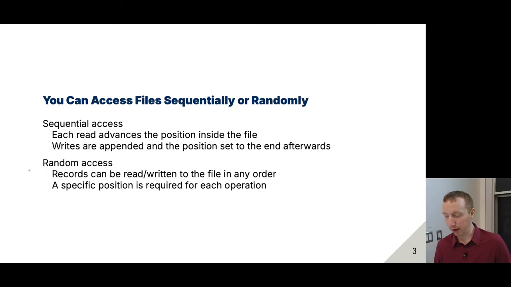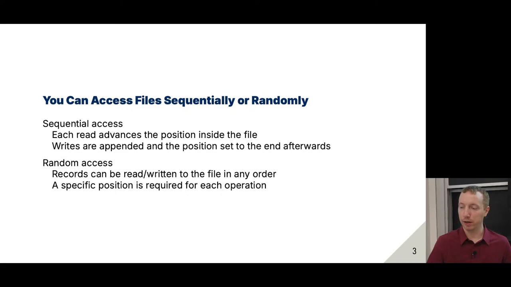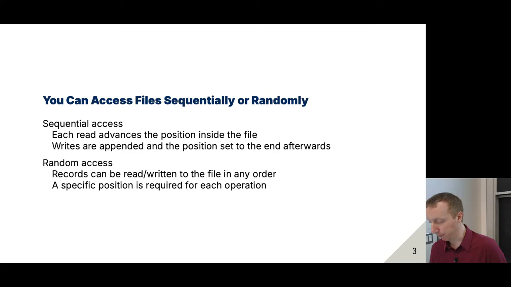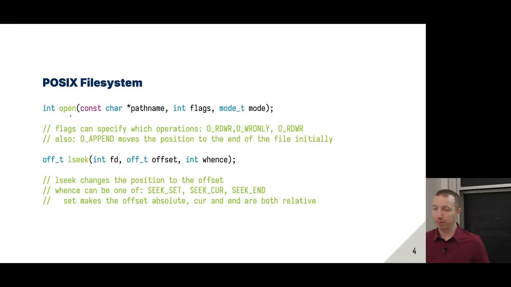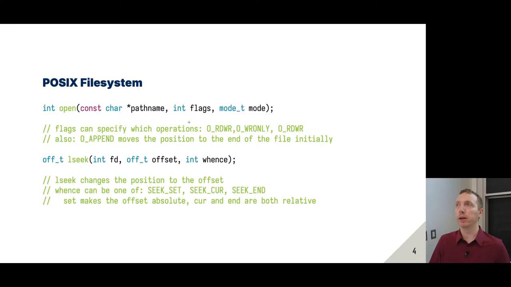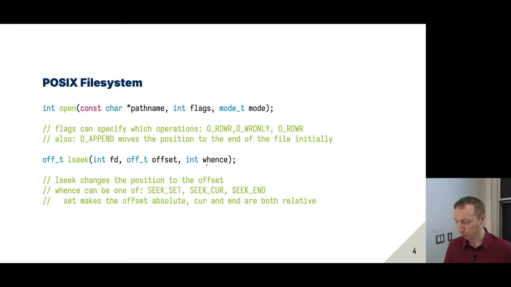So the other option is to have random access. That means you can read and write anywhere in the file in any order you want, and you get to specify which byte of the file you want to read at any given time. How you use that? Well, there's our old faithful, the open system call. It gives you back a file descriptor, takes a path name, some flags, like do I want this file able to be read from, written to, things like that, and then some modes for permissions. And then there's this new system call called lseek, which takes a file descriptor and then an offset. That tells you which byte you want to read or write next. And then the third parameter is whence, which tells you what this offset is relative to.